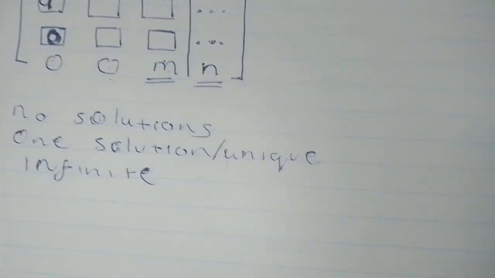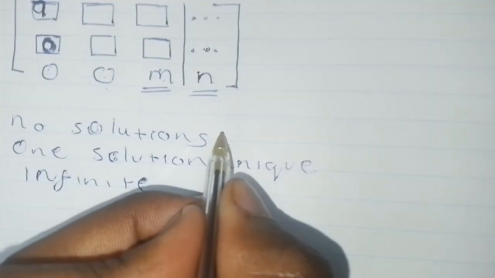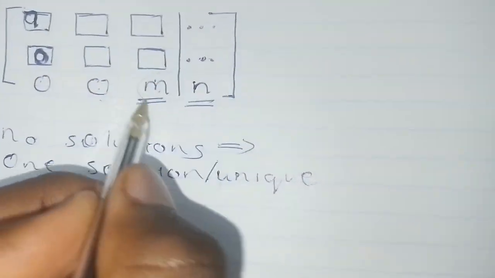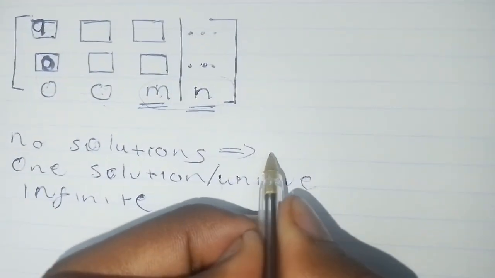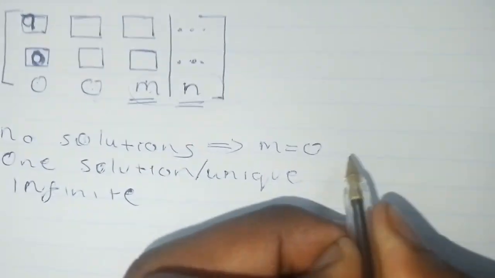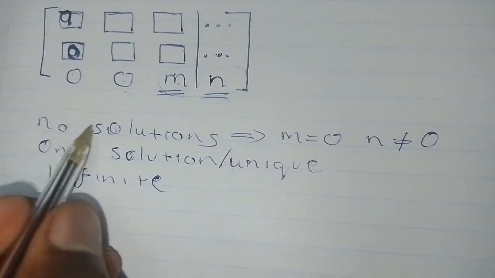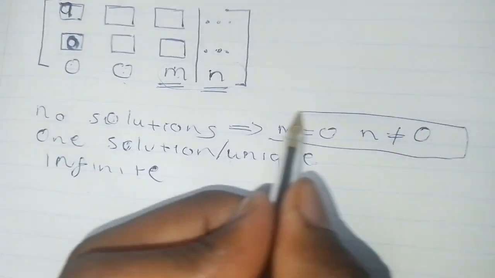So in order to get no solution, when you simplify and obtain zeros here, and you look at these two entries, you get no solutions when M equals 0 and N is not equal to 0. That's where the system becomes inconsistent.